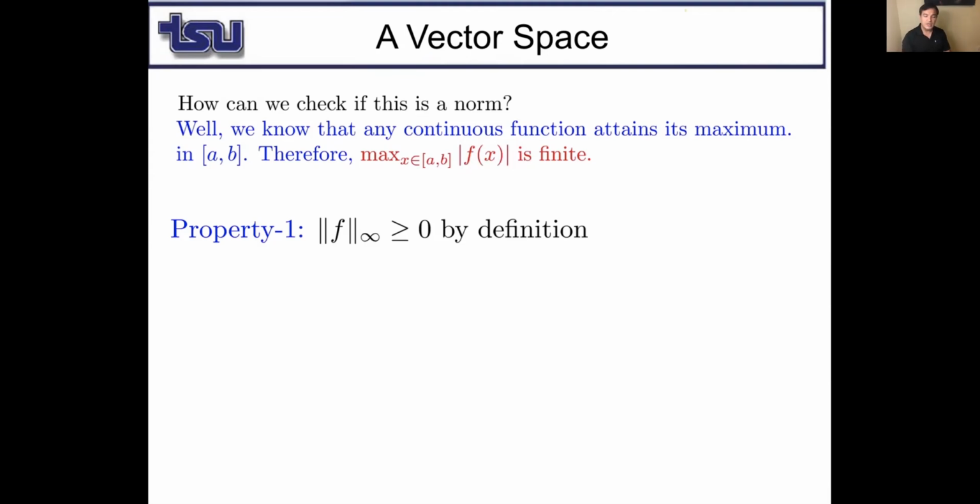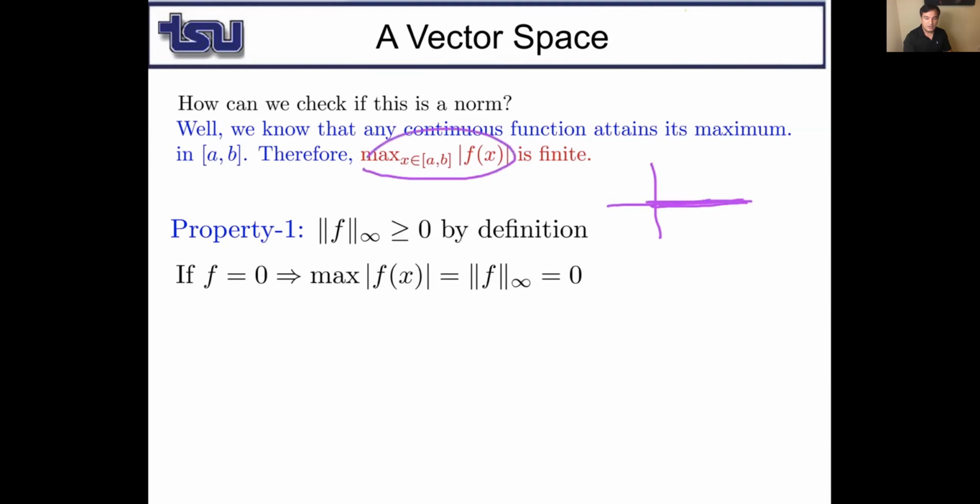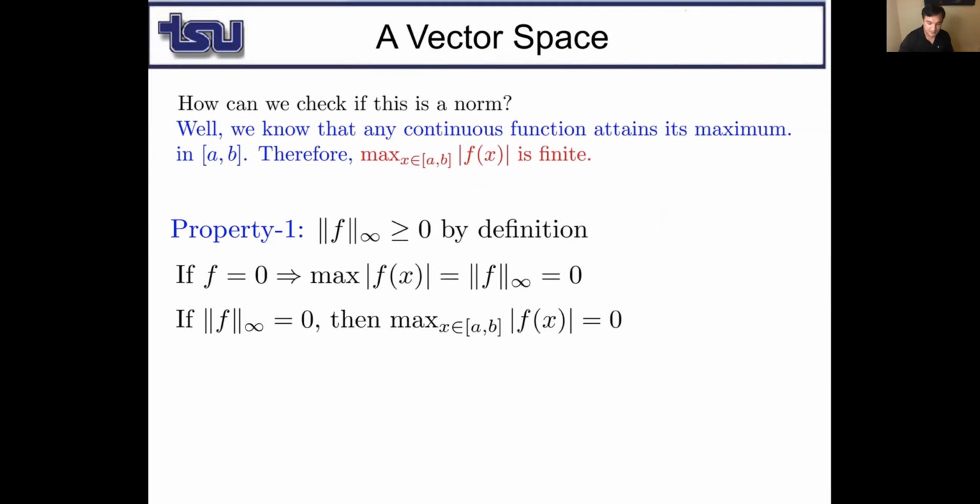Property one: we need to show that the norm is bigger than or equal to 0. Well, it is, by definition, because that's an absolute value. And if f is 0, the maximum of |f(x)| is 0, because if f is the 0 function, this will clearly be 0. So f = 0 implies the infinity norm of f is 0. Now we need to show the opposite. If the infinity norm of f is 0, this must imply that f is equal to 0, right?